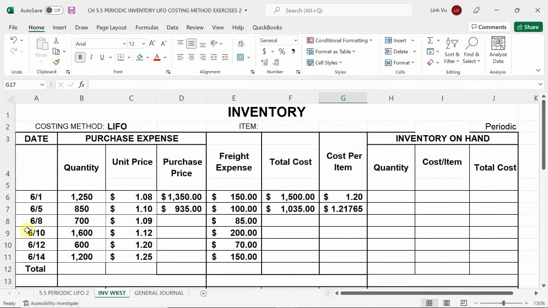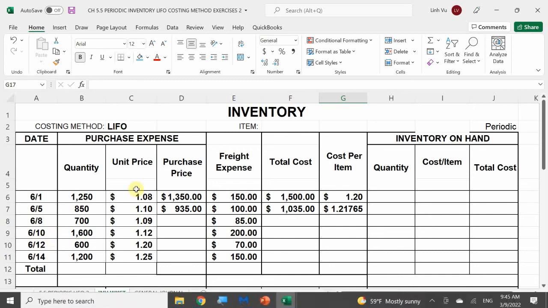So, the next scenario we have here is on June 8th. We purchased 700 units at $1.09 each with a freight of 85. So, what's my total purchase price here?